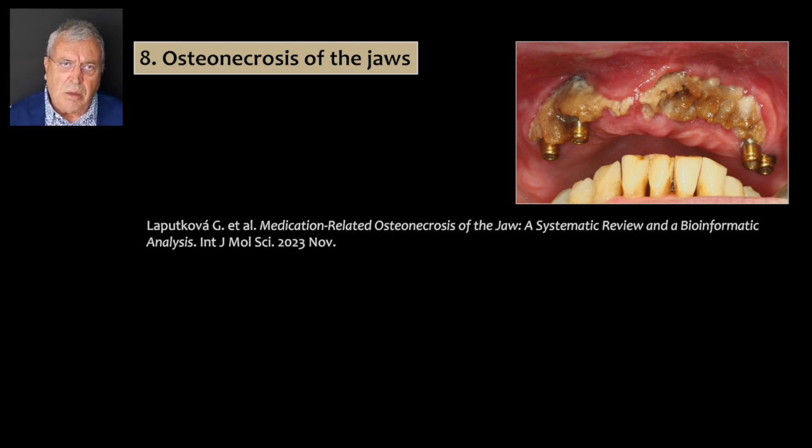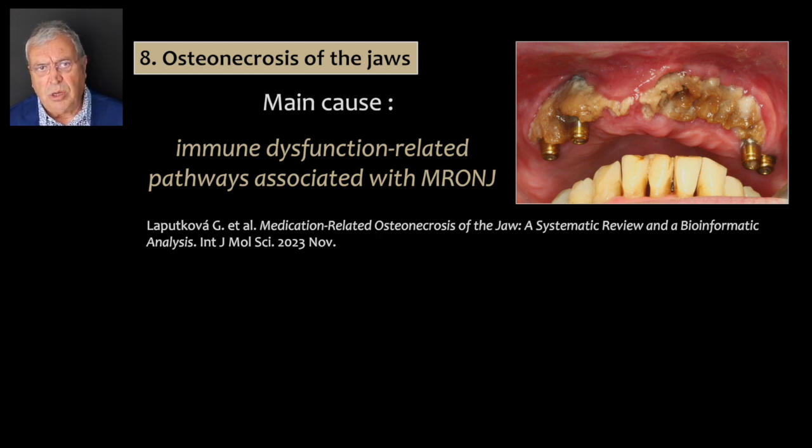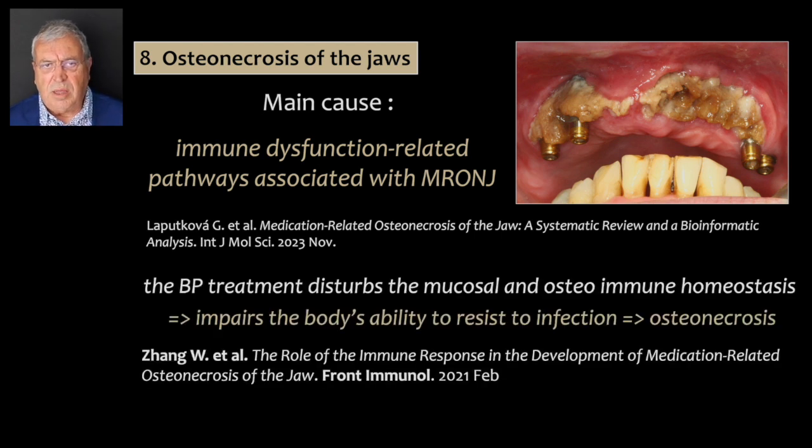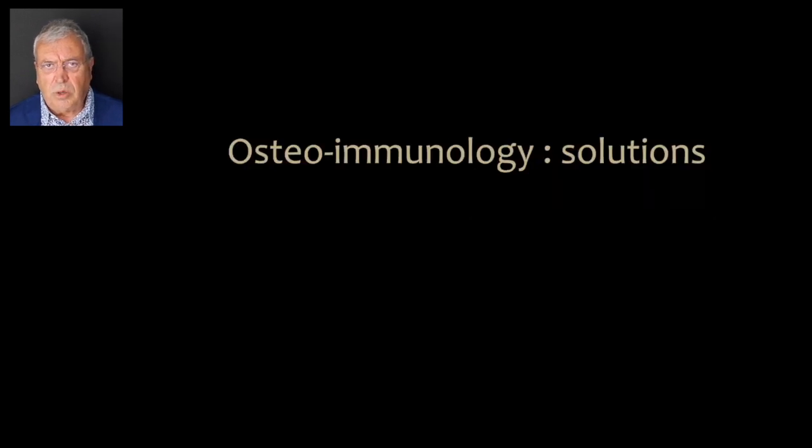We know the osteonecrosis of the jaws when people are taking bisphosphonate. What is the main cause? The main cause is the immune dysfunction, related pathways associated with bisphosphonate. When they take bisphosphonate, there is a disturbance of the mucosal and osteoimmune homeostasis, leading to infection and then osteonecrosis. So we understand the mechanism. It means that now we can propose solutions.